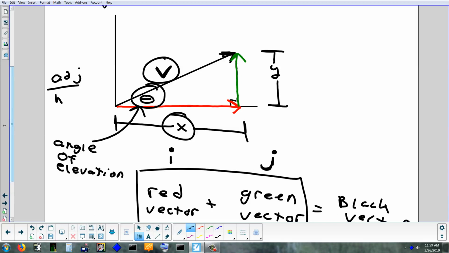Hypotenuse, yeah. So adjacent is the side we labeled X. Hypotenuse is the side we labeled V. What trig function involves those two, adjacent and hypotenuse? What is it? Cosine, yes.